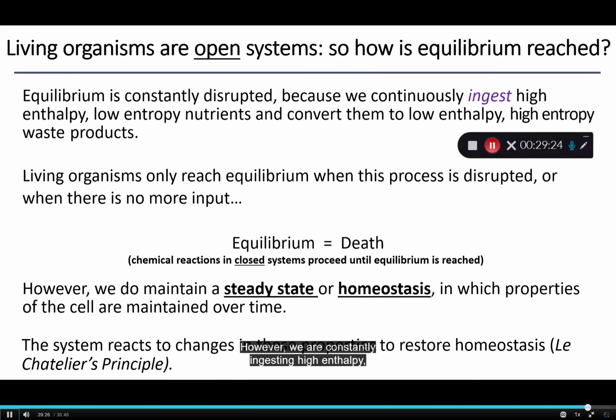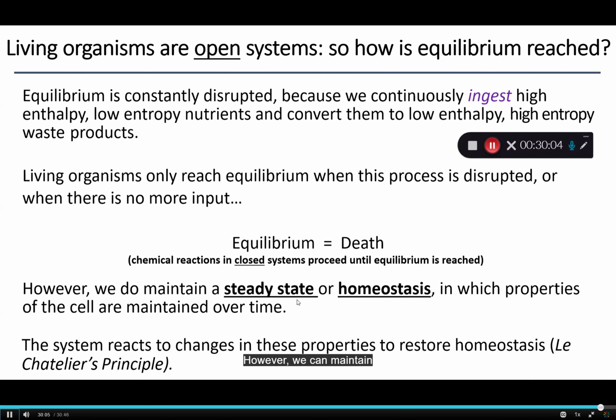However, we are constantly ingesting high enthalpy, low entropy nutrients and converting them to low enthalpy, high entropy waste products. We're continuously ingesting these nutrients by consuming food, water, and all that stuff, and converting them to waste products. Because we're constantly perturbing the system and changing concentrations of reactants, living organisms can only reach equilibrium when we die. That's when we become a closed system. There's no input in the system anymore because you're not able to ingest anything when you are deceased. And so we become a closed system.